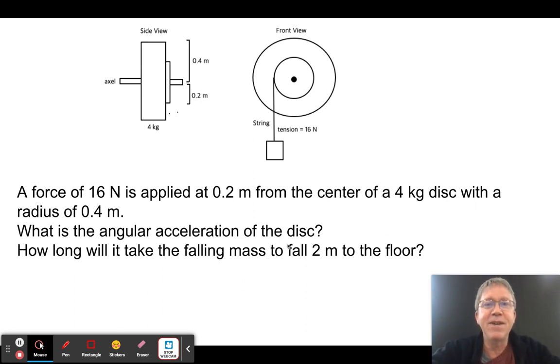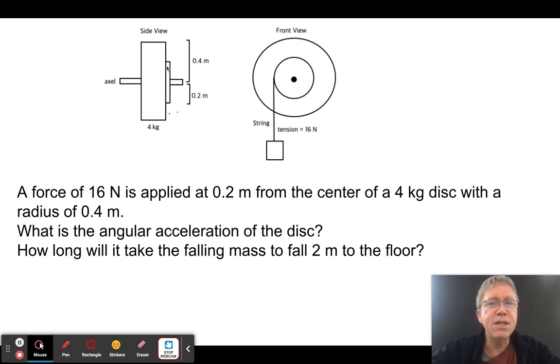I'm kind of proud of this. So what I've got here is a solid disc that has a mass of 4 kilograms. Let's look at it from a side view. I have an axle, shown here by this black dot. There's a frictionless axle that passes through this with a very minimal dimension. And the radius of this solid disc is 0.4 meters.